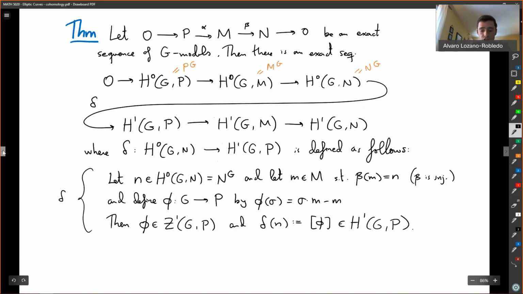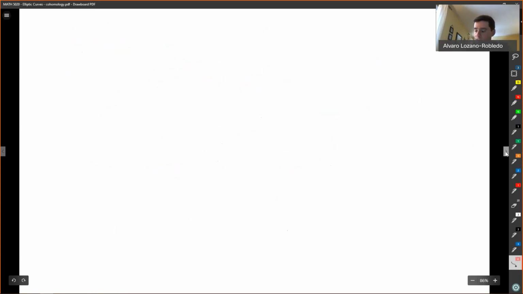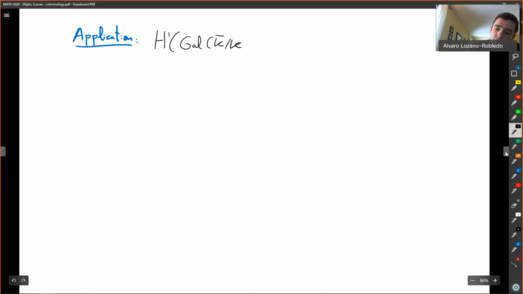Remember that we had actually talked about Hilbert's theorem 90. So I'm going to prove this using the other parts of Hilbert's theorem 90, but we're going to use the theorem to prove that. So here is one application of the theorem on the long exact sequence in cohomology: H1 of the Galois group acting on mth roots of unity is actually isomorphic to k cross modulo k cross to the mth power. This is if the characteristic of k is 0 or the characteristic of k does not divide m.